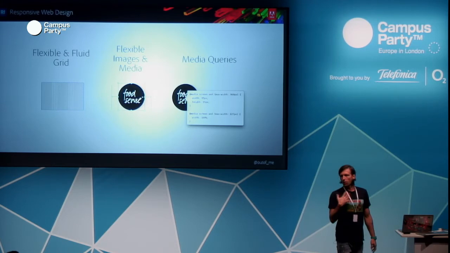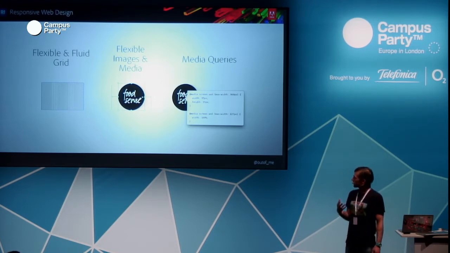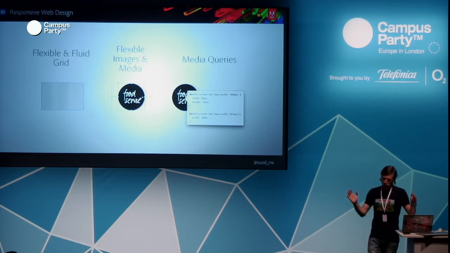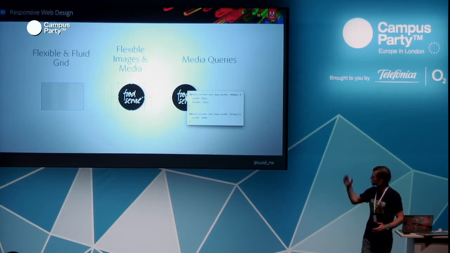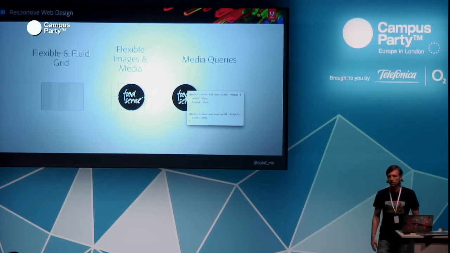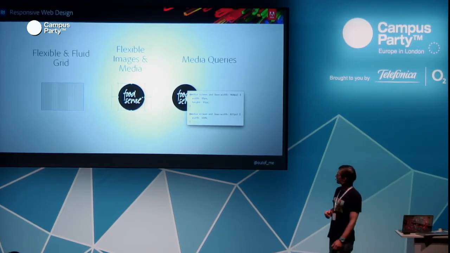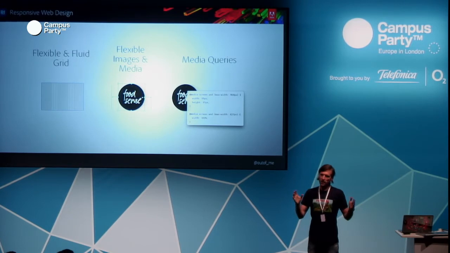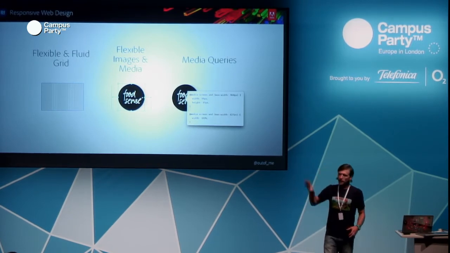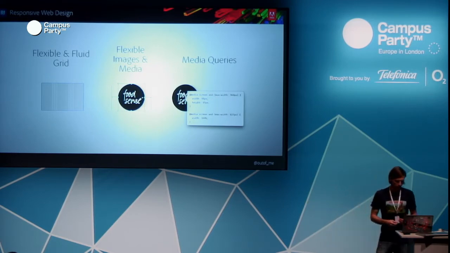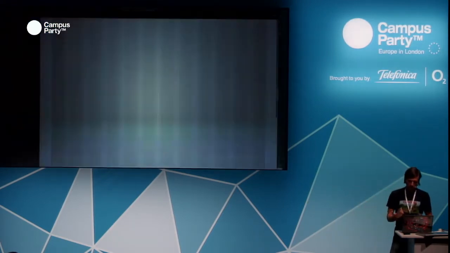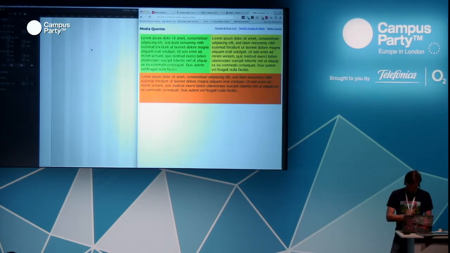Now, flexible images and media. That's also a very important part of responsive web design. It's because we want our content to scale. So we want our images or even embedded videos to scale to the size of the screen. So that's the idea here. And media queries. Media queries are this concept of applying different dimensions or a different flow for elements based on the CSS definitions. And I want to show you some of those techniques in practice.